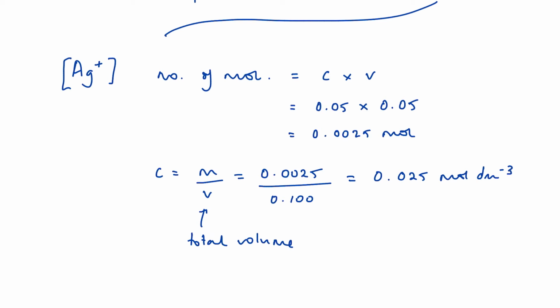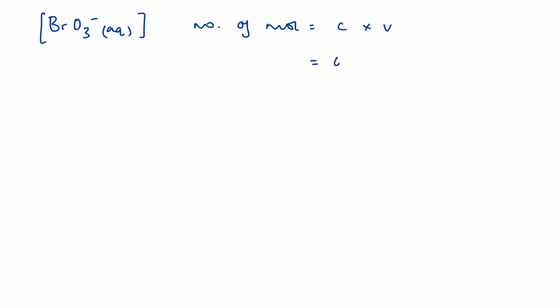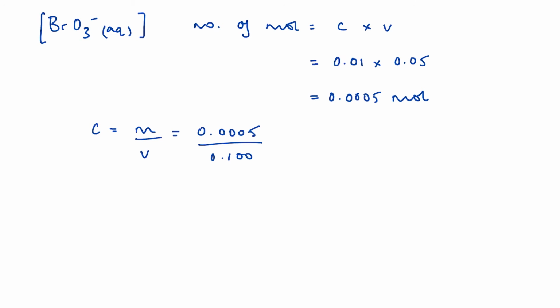I'm now going to do exactly the same for the number of bromate ions. So concentration of bromate ions in my mixture. Well, first of all, how many moles have I added? So number of moles equals concentration times volume in decimeters cubed. Concentration was 0.01 mole per decimeter cubed. And the volume again was 50 centimeters cubed, so that's 0.05 decimeters. And that comes to 0.0005 moles. So the concentration in my mixture, moles divided by volume, 0.0005 moles over the total volume, which was 0.1 decimeter cubed. So that comes out to be 0.005 mole per decimeter cubed.